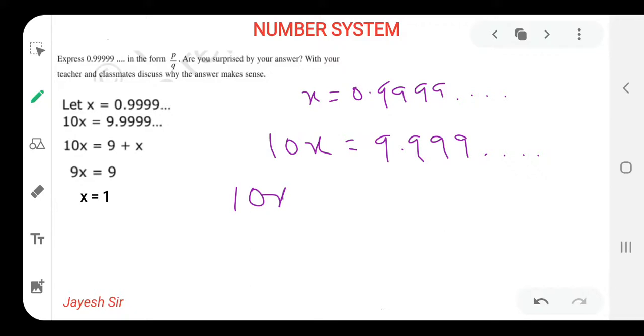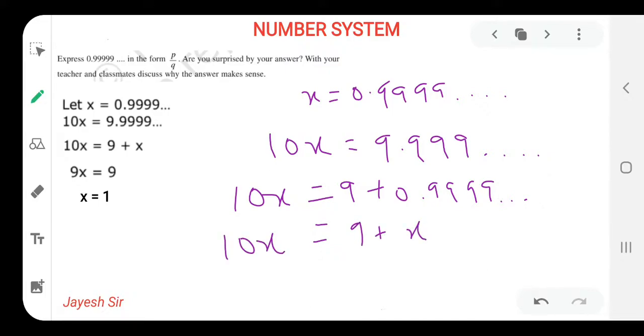Now can we write and elaborate it as 9 plus 0.999...? Why are we doing this step? Because we can replace it by x. So 10x equals this. Yes friends. Now terms and variable on one side, this minus this equals 9. So 9x equals 9, x equals 1.